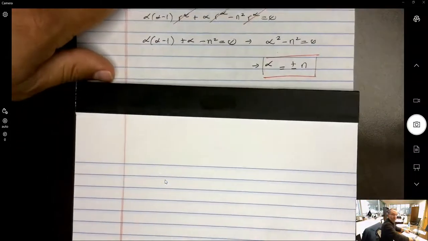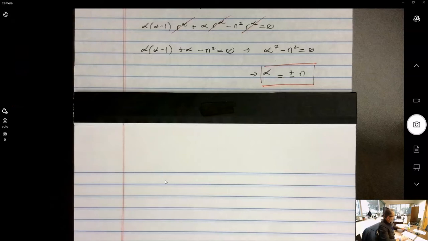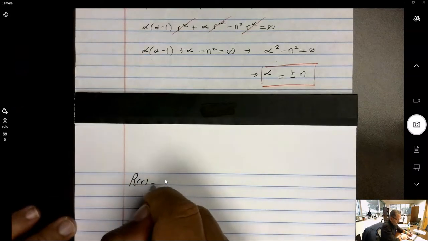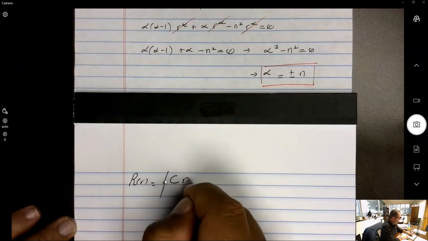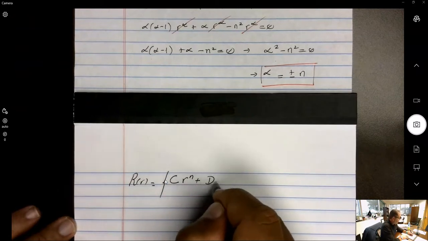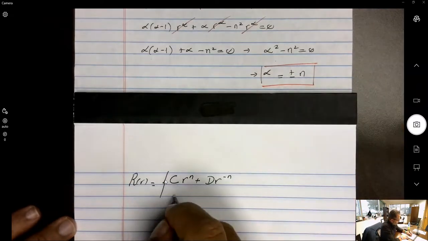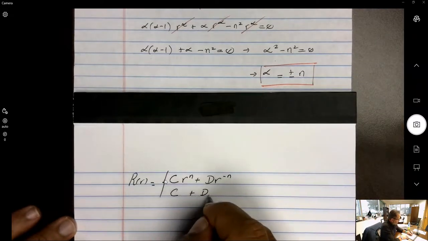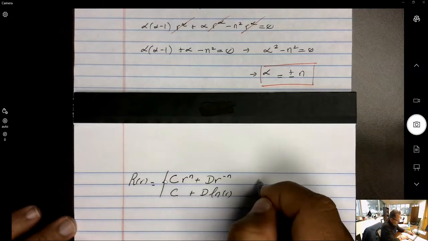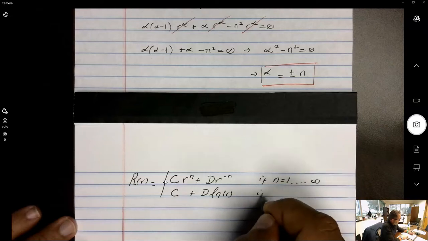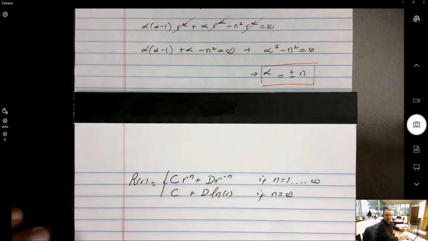Remember, we already addressed the Cauchy-Euler equation when doing ordinary differential equations. R of r should be equal to c times r to the n plus d times r to the minus n. So the two roots of the adjoint equation give c r to the n plus d r to the minus n if n goes from 1 to infinity, and c plus d log of r if n is equal to 0. We have repeated roots. That leads to the logarithm.